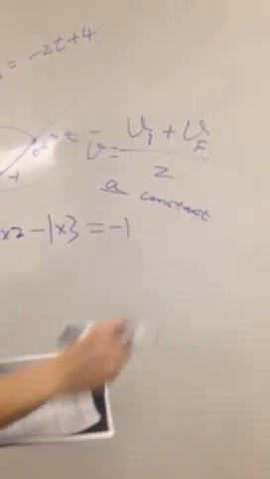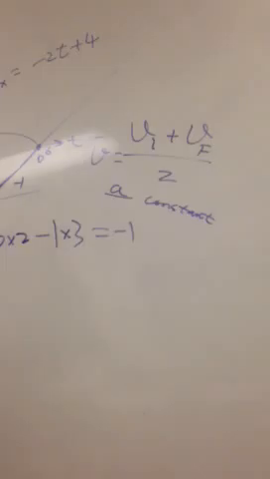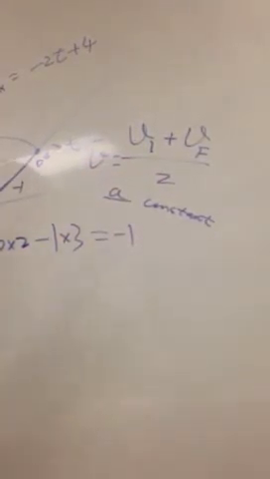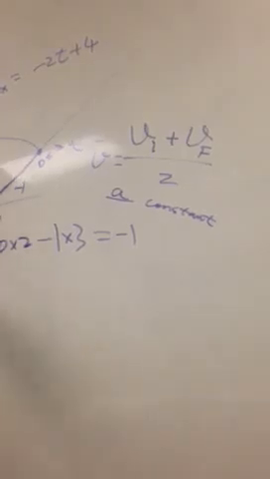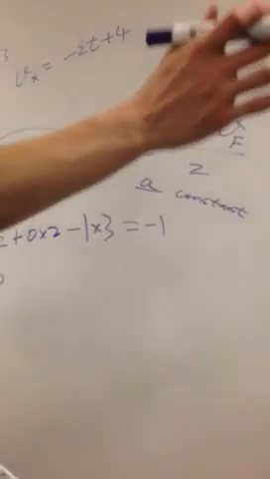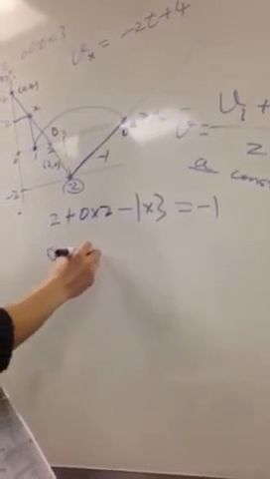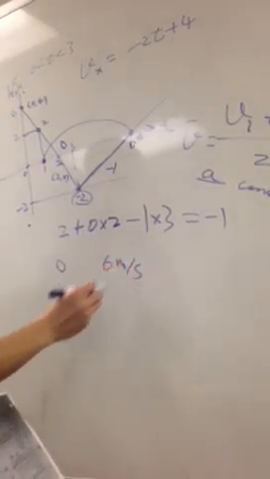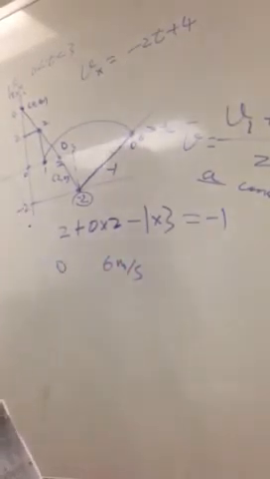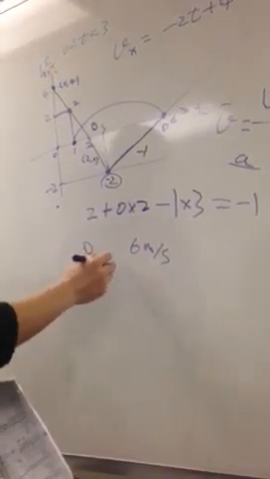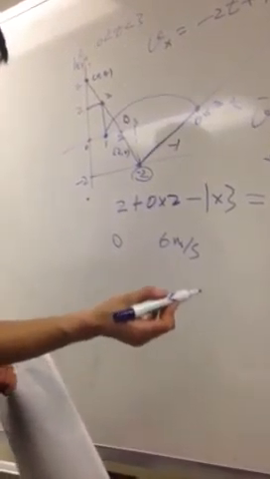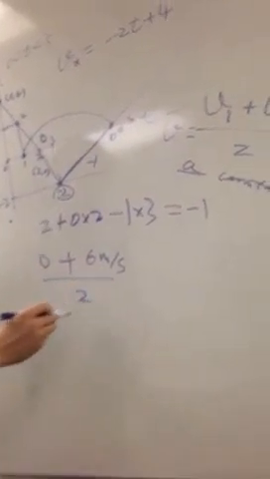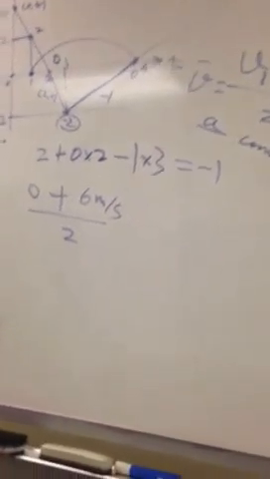How do you know it's going to be over 2? You take the average of these two values. So for example, I run. Right now, my speed is 0. And then I constantly accelerate to 6 meters per second. So what's my average speed during this distance? You take the average, so it will be 3.